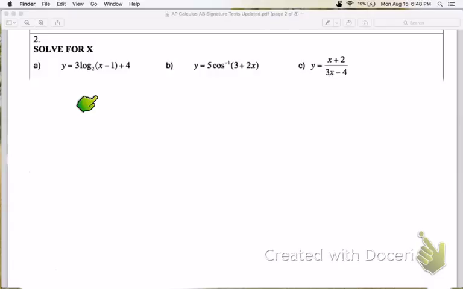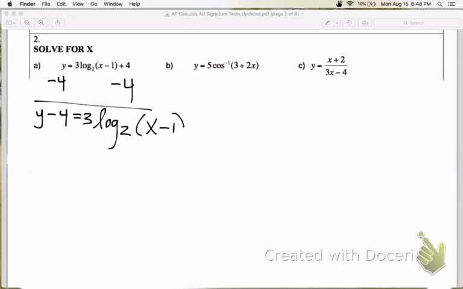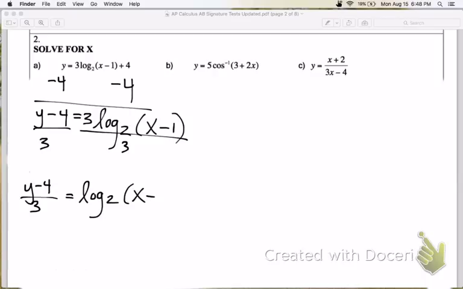So for this first one, we have a logarithmic function. In order to isolate x, or to solve for x, we will get the logarithm by itself first. So we have to subtract 4 from both sides. So we have y minus 4 equals 3 log base 2 of x minus 1. And then divide by 3 on both sides. So we have y minus 4 over 3 equals log base 2 of x minus 1.